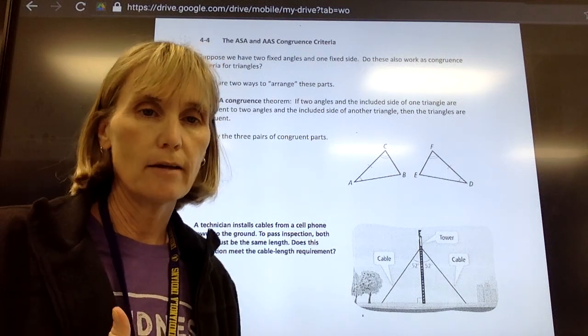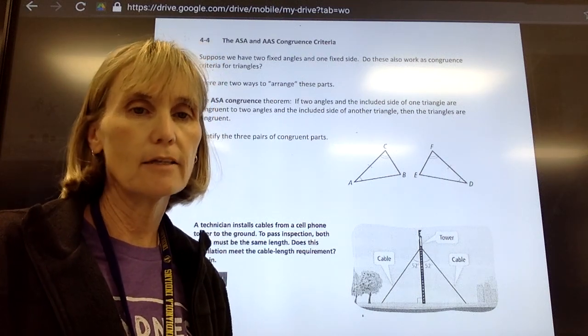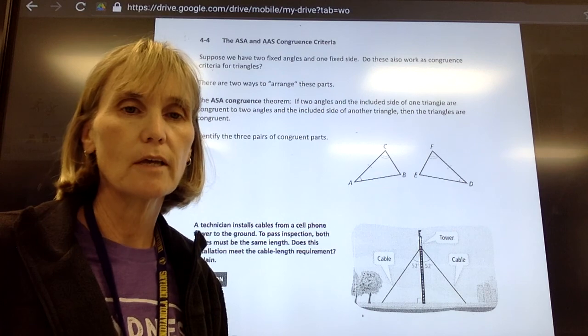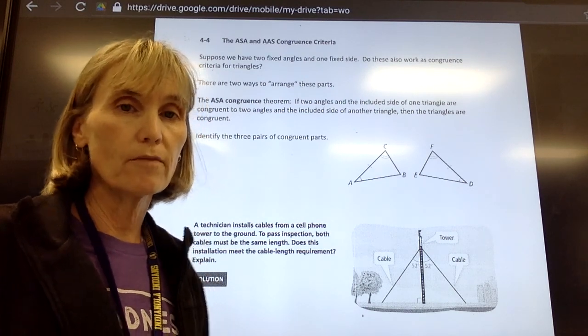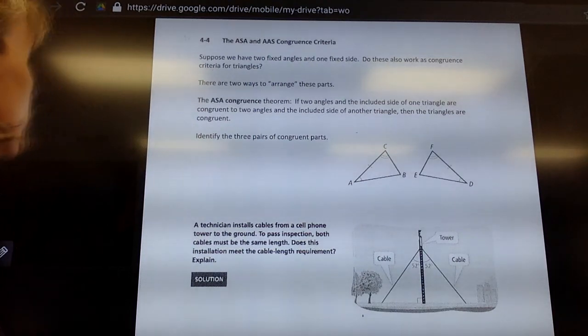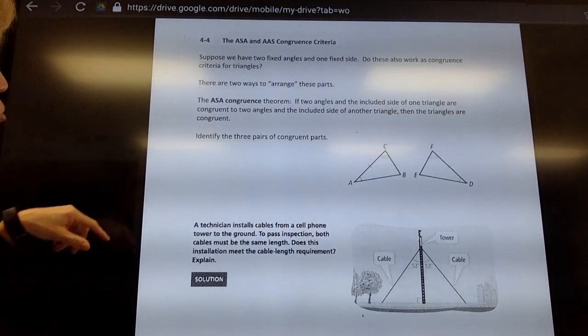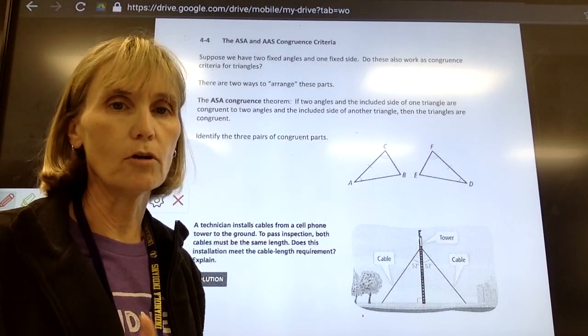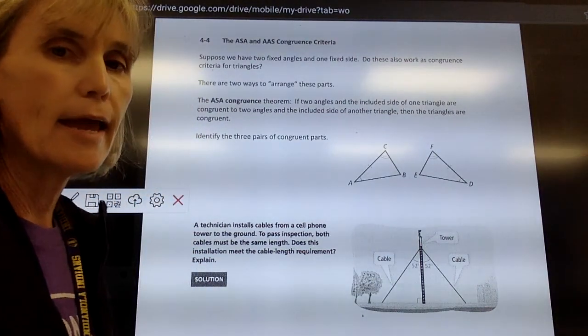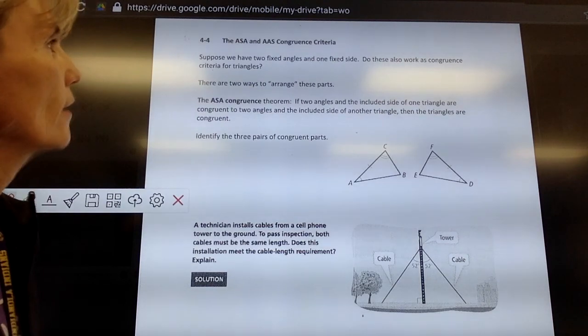So we looked at the SAS, or side angle side congruence criteria, and we also looked at side, side, side. Well, we have two more that are very similar to that. In 4.4, we're going to be introduced to ASA, which, if you guessed it, stands for angle, side, angle, and then AAS, which stands for angle, angle, side.